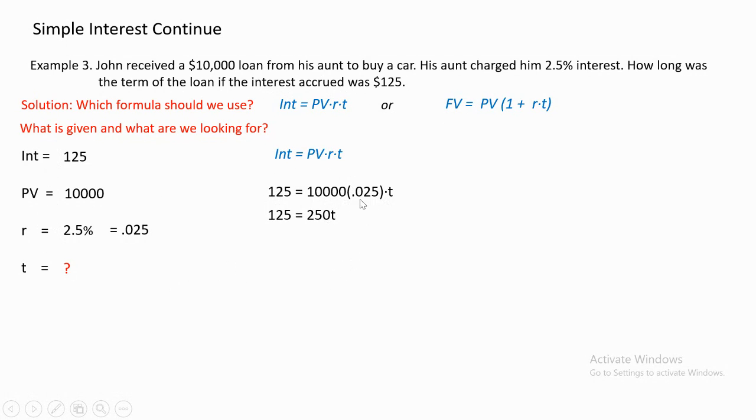So if we multiply 10,000 times 0.025 it will give us 250. Then we divide both sides by 250, and it should give us 0.5. So what's my answer? It will be 0.5 years, or half a year, or 6 months. Either answer is correct. Okay.